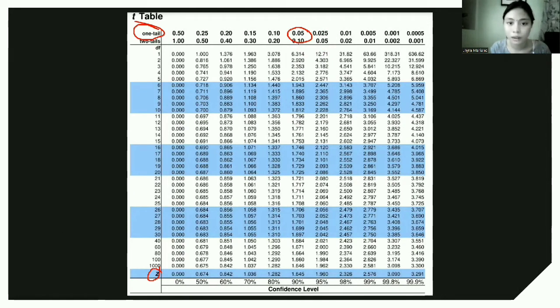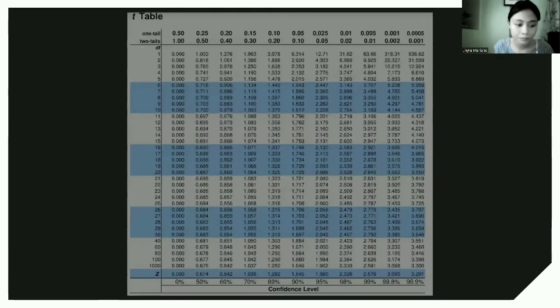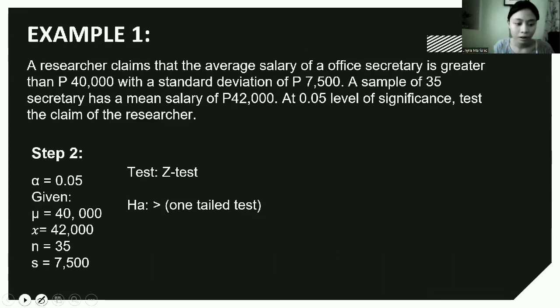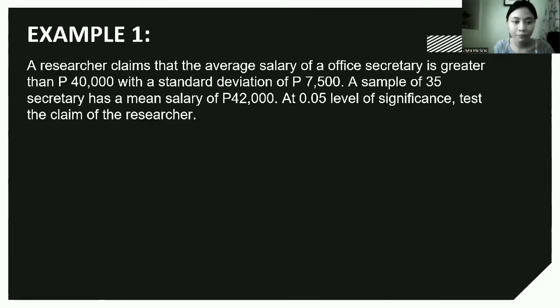So, keep in mind lang. So, tingnan natin kung saan sila nagtagpo. Okay, sorry, hindi siya diretso. Sana naintindihan. So, ang critical value natin is 1.645. So, dahil right-tail siya, positive yan. So, the critical value is positive 1.645.